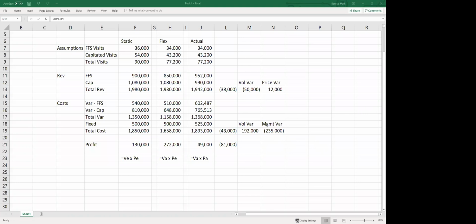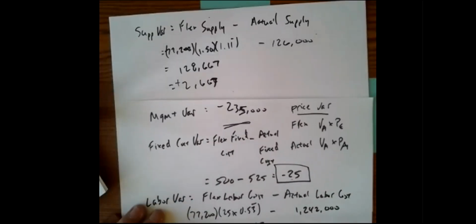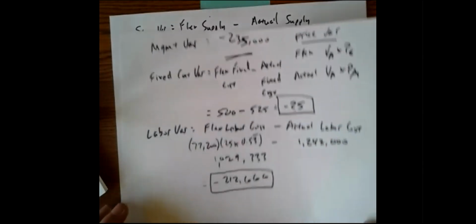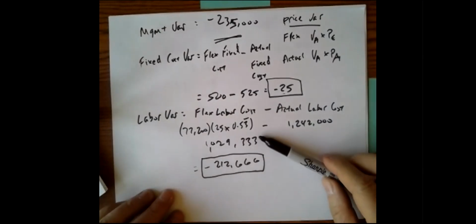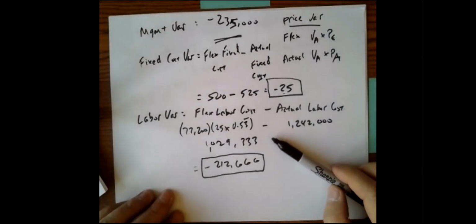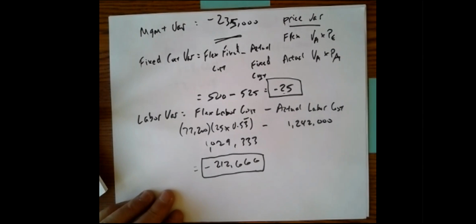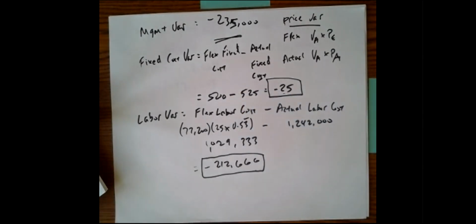And then we went and drilled down into each of the different kinds of variances. So it turns out they actually did a pretty good job managing their supplies. The big problem they had, it looks like, is they spent a lot more on labor than they should have, or than they anticipated, and they had a modestly higher fixed expense than they had expected.